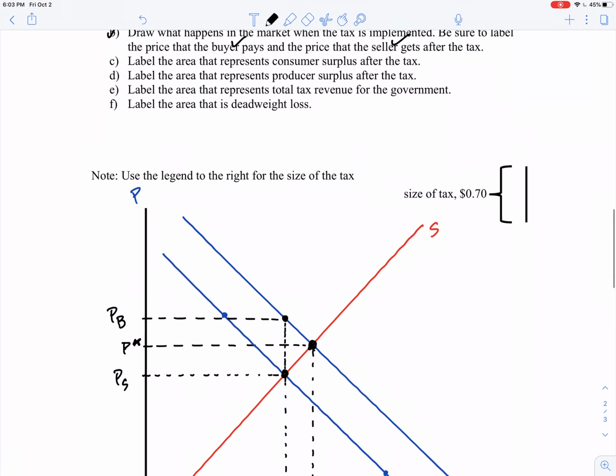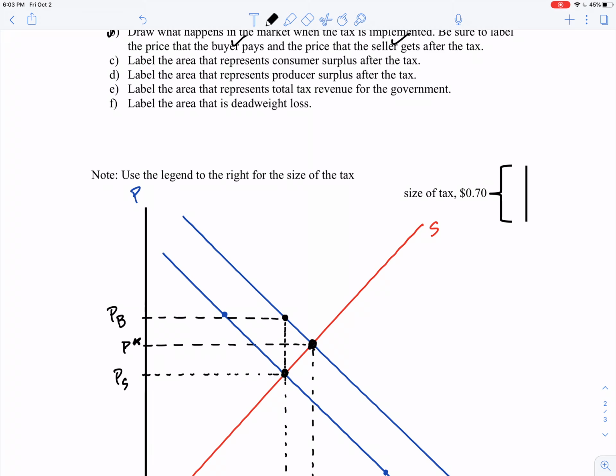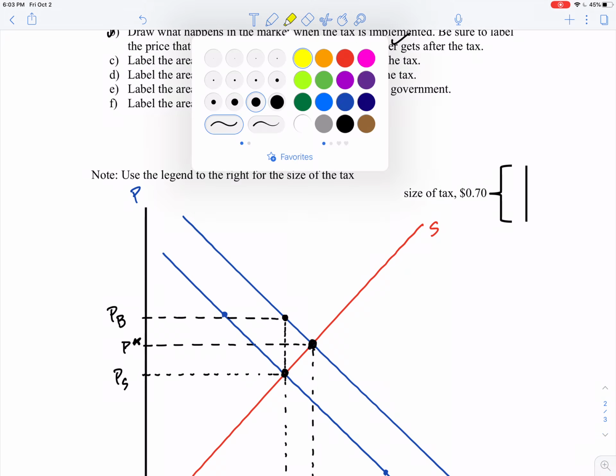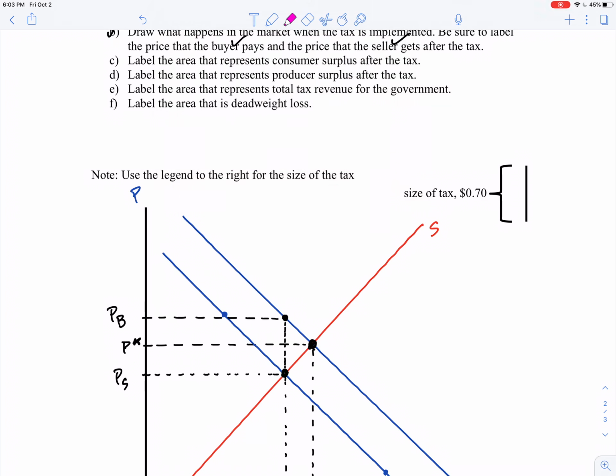Well, the area that is consumer surplus after the tax, I'm going to switch to the highlighter mode, and let's go with pink, okay? Well, that's going to be the area above the price the buyer pays and below the demand curve, right? So that's this area here. There we go. Okay. This is consumer surplus. All right, so we did that.